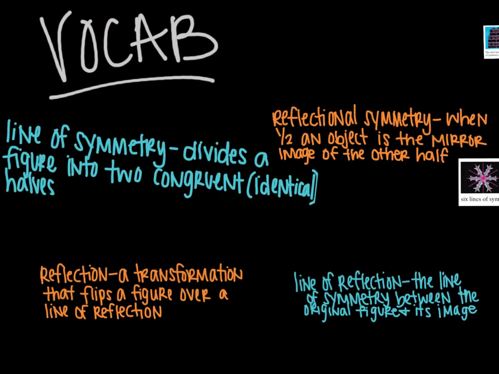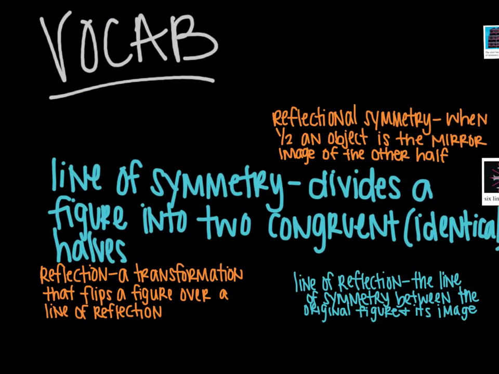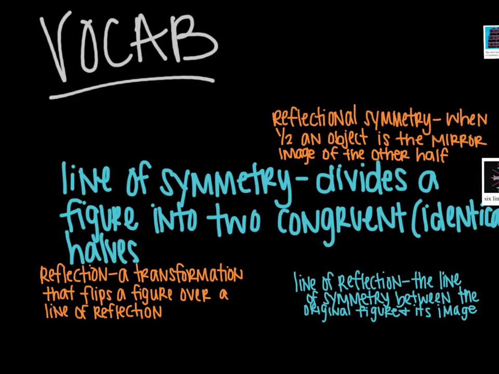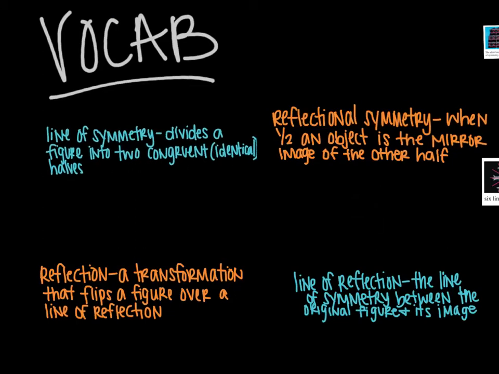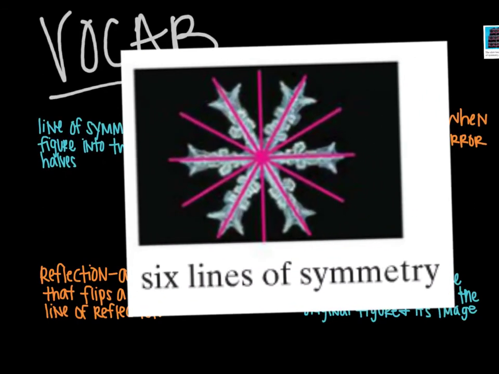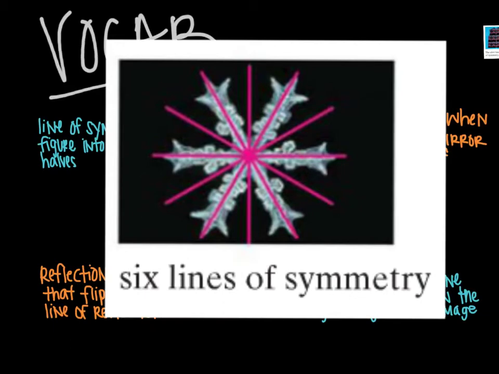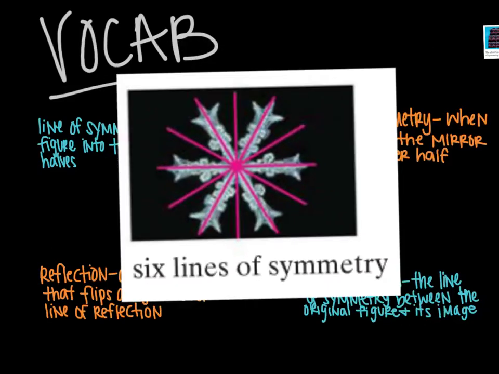The first one is a line of symmetry. The line of symmetry divides a figure into two congruent or identical halves. I also want to just point out that it doesn't necessarily have to just be one line of symmetry. There can be more. And the example is here. Here is a snowflake looking thing, and the pink lines show you all the different ways that you could fold this and still get the same image. So there are actually 6 lines of symmetry there.